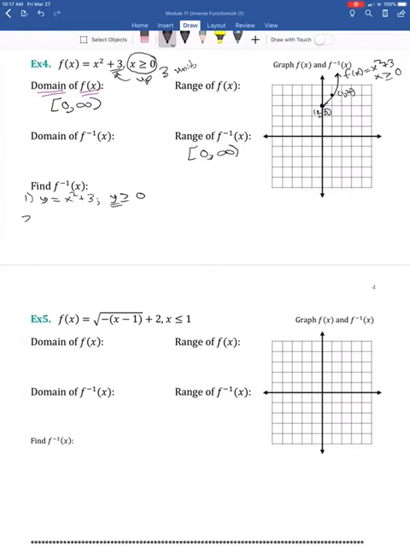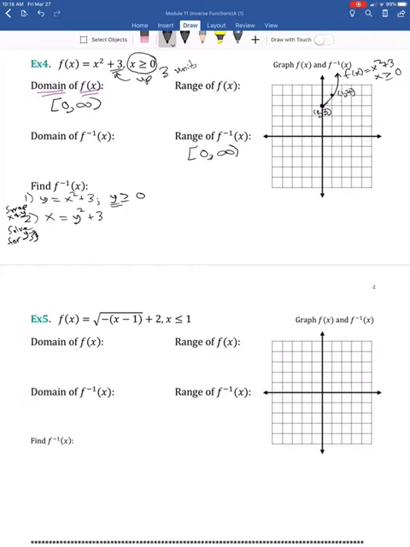Now, step 2, let's swap. Let's interchange x and y. Wherever we see y, we're going to put x, and wherever we see x, we're going to put y. So x is equal to y squared plus 3 in the inverse relation. So again, we're interchanging x and y. With that said, let's solve it. So now we're ready to find our inverse function. What's our third step? Let's go ahead and solve for y. Now that we've interchanged x and y, we found the inverse relationship.